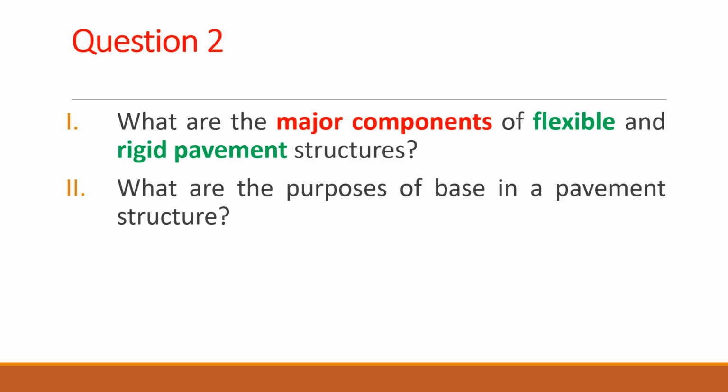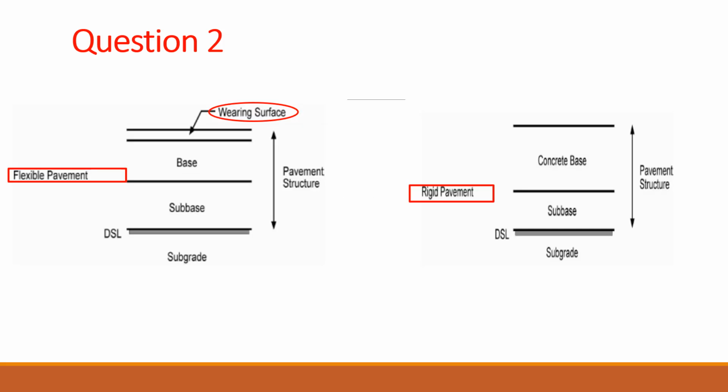Have you done part 1? So these are the 2 structures, am I right? So subgrade is your native soil. What do we mean by DSL? That's your design subgrade level. So you don't have to write it, okay? You can have subgrade, subbase, base and wearing course. So do you have those 4 layers? And in the rigid pavement, you need to have subgrade, subbase and the concrete base. These are the basic things.